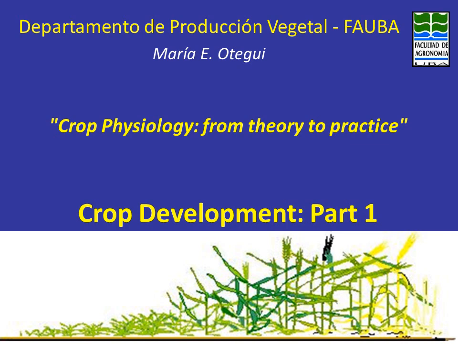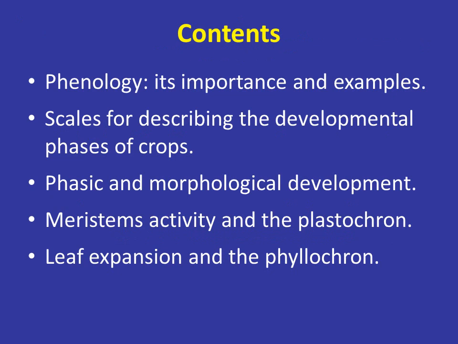In this presentation we will address the first part of Unit 1, which includes crop development and phenology. We will start with a brief analysis of the importance of phenological knowledge and how we use it by means of different scales for describing the life cycle of the main grain crop species. We will talk about phasic development, that is, the different stages we use to describe a growth cycle, and morphological development, that is, the generation of the phenotype. We will introduce the concept of plastochron associated to meristem's activity and phyllochron associated to leaf expansion.